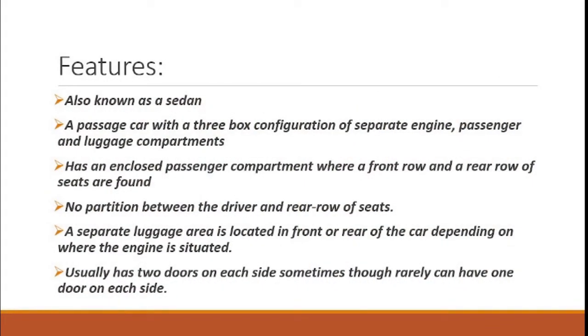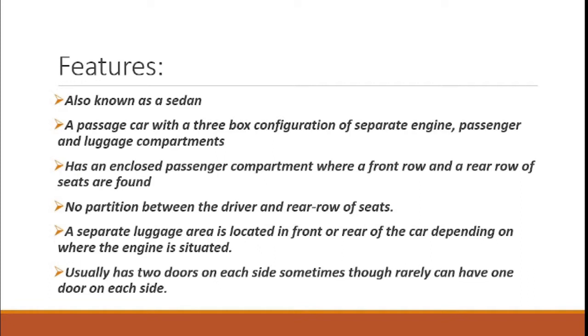So what are the features that identify a sedan? A saloon is usually referred to as a sedan in Europe, and in the USA they just call it a sedan. Here in Africa, or in Kenya, we call it a saloon. So it's a passenger car with a 3-box configuration of separate engine, passenger, and luggage compartments.